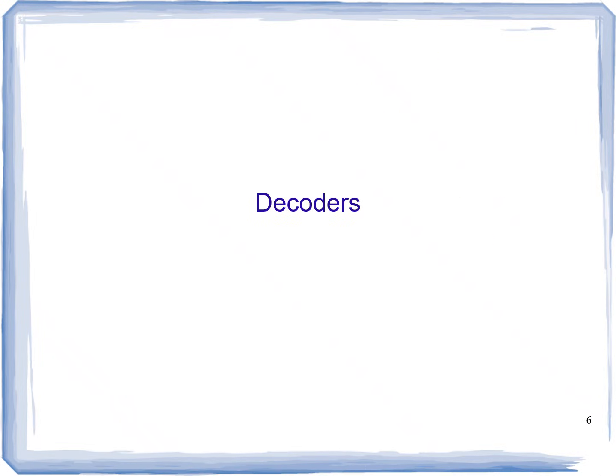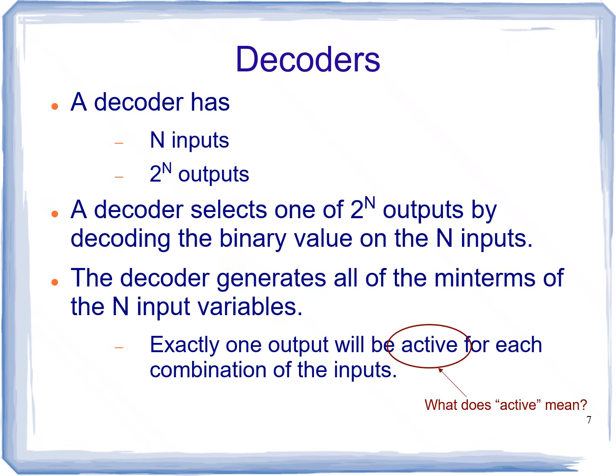Then decoder. In decoder, we are going to discuss the reverse operation of the encoder. In the encoder, we used 2 power n inputs and n outputs. So the reverse operation here, we are going to use n inputs and 2 power n outputs. So in a decoder, n number of inputs and 2 power n number of outputs.